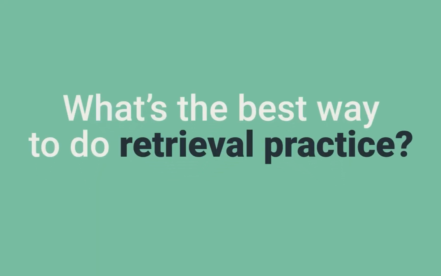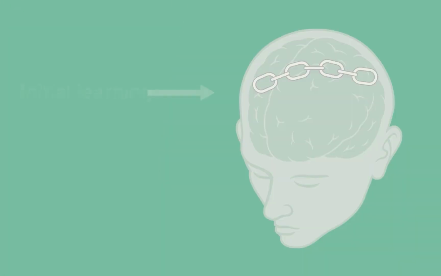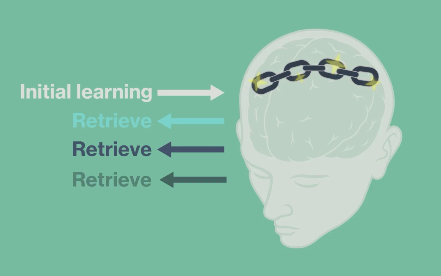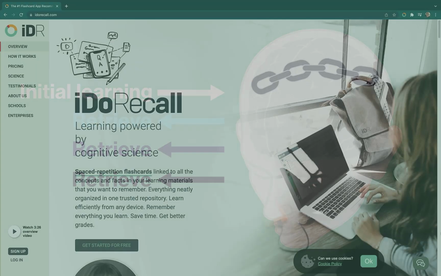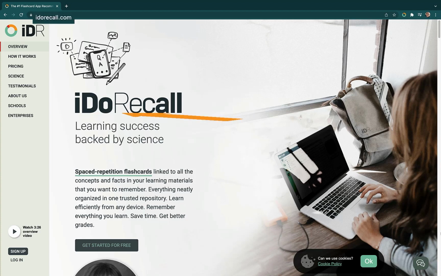What's the best way to do retrieval practice? Use flashcards, repeating your practice over a number of days until you can retrieve the ideas, approaches, or techniques easily from your own mind. Let's take a couple of minutes and show you how you can use an app called iDoRecall to create spaced repetition flashcards right here on Coursera as you take this course.